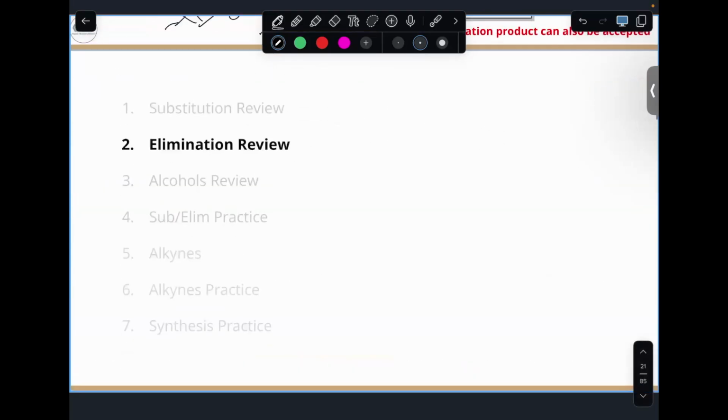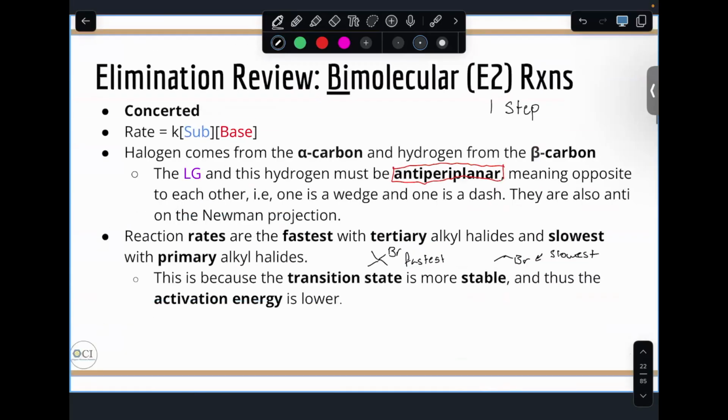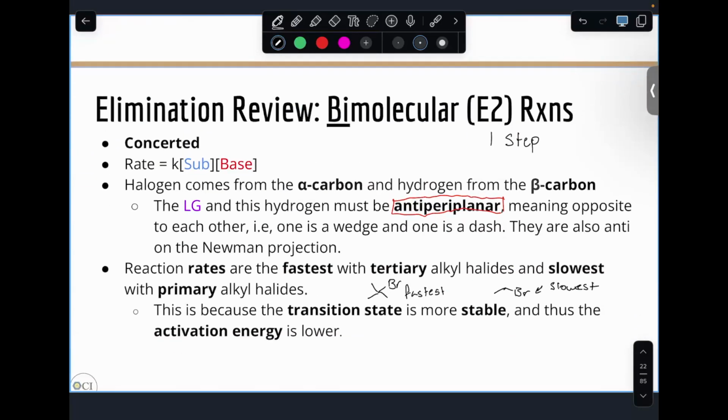Okay, now we're going to cover some elimination. So we're starting out with E2. E2 is one step. Remember, E2 is one step, E1 is two steps. I don't know why they named it like that. It doesn't make sense, but it's something you've got to memorize. And remember E2, there are two things in this reaction: it's based on the substrate and the base. And an important thing to remember is that the leaving group and the hydrogen need to be anti-periplanar, meaning one needs to be on a dash and one needs to be on a wedge.